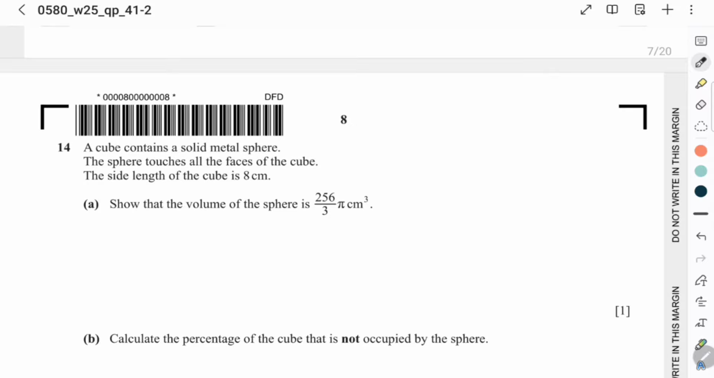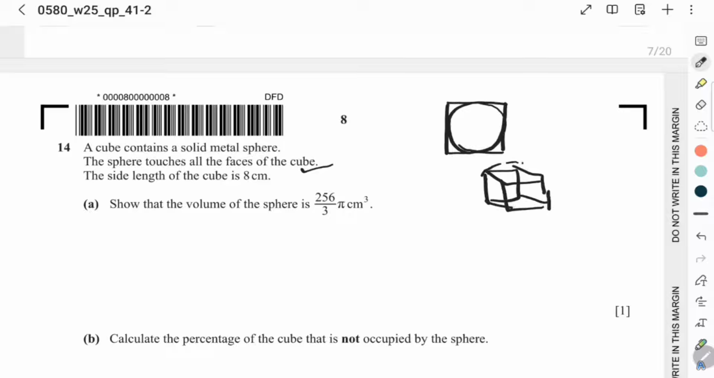All right, so I'm just making a 2D shape, a circle in a square. I'm just making the base. So they're just telling us that the sphere touches all the faces of the cube. Like you have a cube, and the sphere is touching all the faces of the cube like this. So just looking at the base, they are telling us the cube has 8 centimeters. Each length, the length and height, is equal to 8.